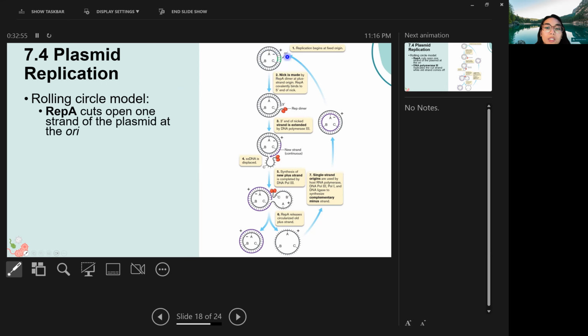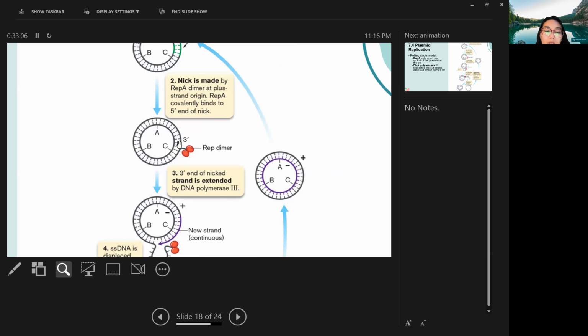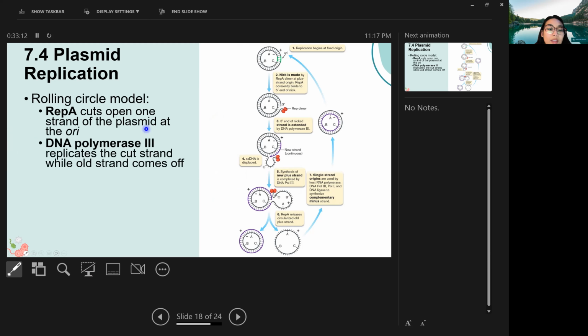So here is the ori site, the origin, and this enzyme called Rep-A is going to come in and break it open. Okay, notice that it only breaks open one strand. It doesn't break open both strands. It just creates a nick where one strand opens up. Okay, cool. So that happens, and then DNA polymerase 3 is going to come over here, and it's going to extend. That's pretty much what's going to happen. Oh, by the way, this Rep dimer just sticks here the entire time.